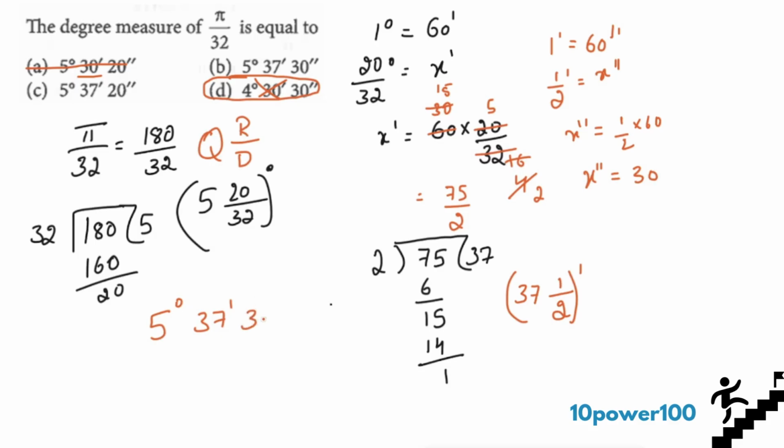So the final thing is 30 seconds. After all these calculations, we can conclude that the final answer is 5 degree 37 minutes and 30 seconds. So option B, if you observe here, option B is the right answer, children.